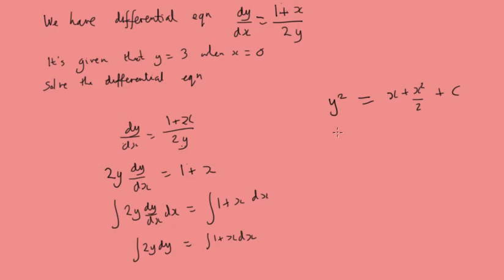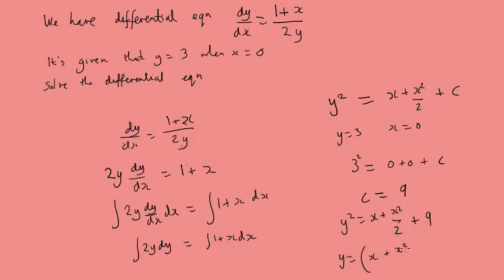Now, we know y equals 3 when x equals 0, so 3 squared is going to be 0 plus 0 plus c, so c equals 9. So our equation is y squared equals x plus x squared over 2 plus 9, or we can write y as x plus x squared over 2 plus 9 to the power of a half.